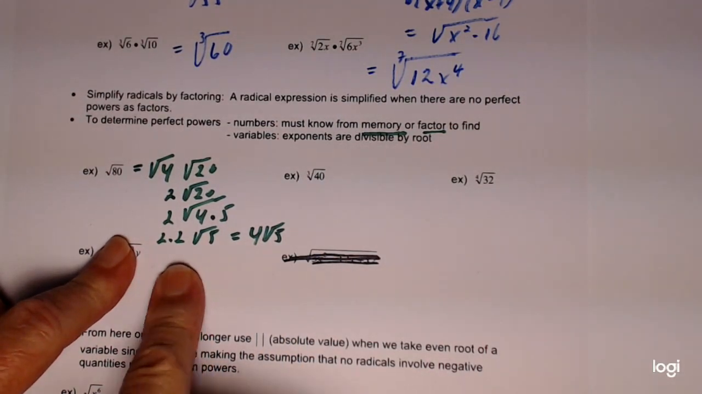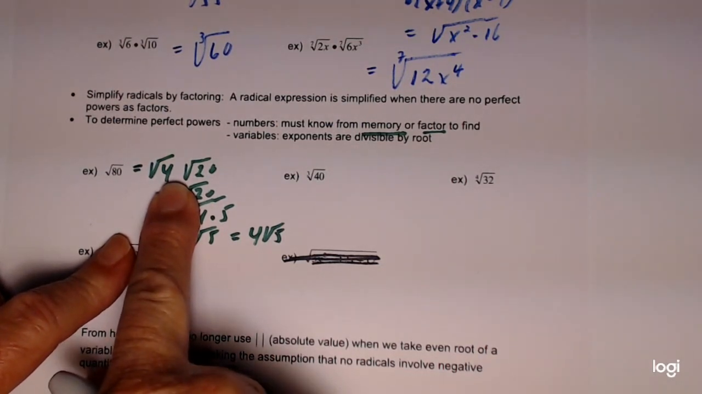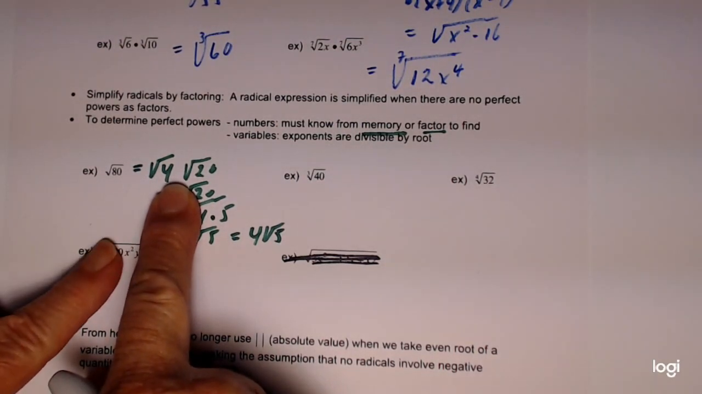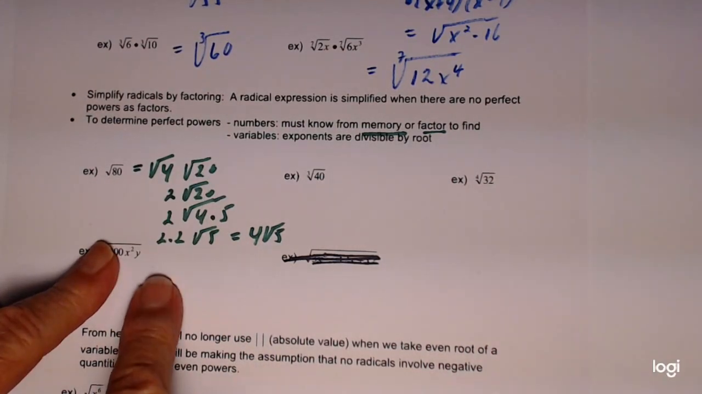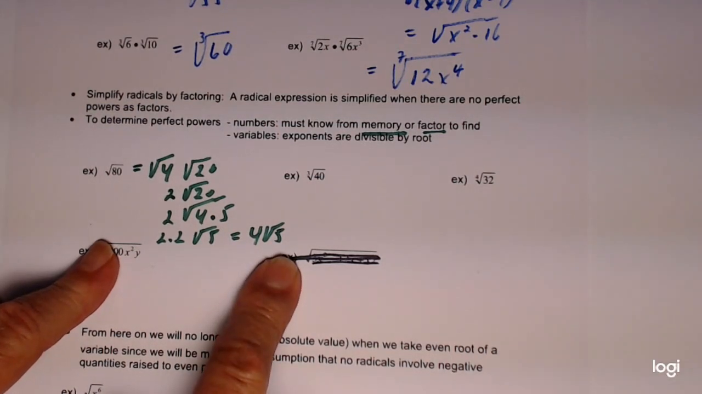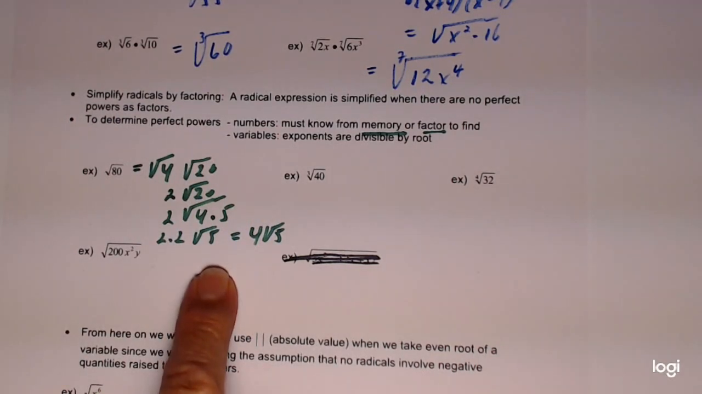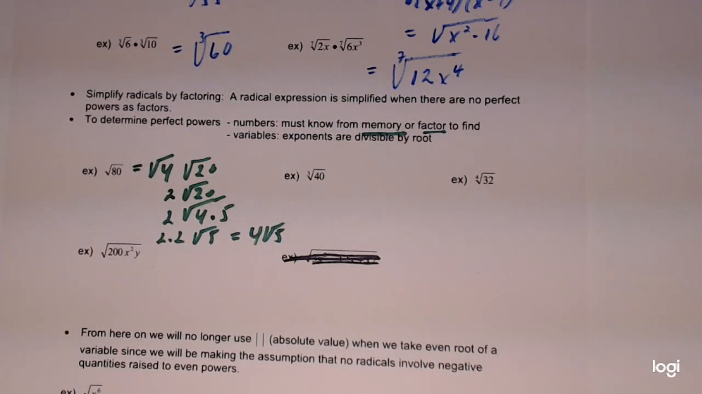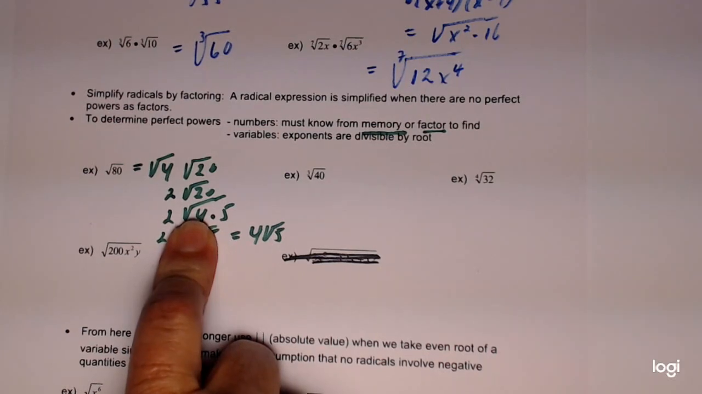Now, maybe some of you recognized 16 would be a factor of 80. 16 times 5. The square root of 16 would be 4, and it would be 4 square root 5. I didn't think about that, so I went this longer route. But if you are familiar with your perfect squares, this will be more comfortable.